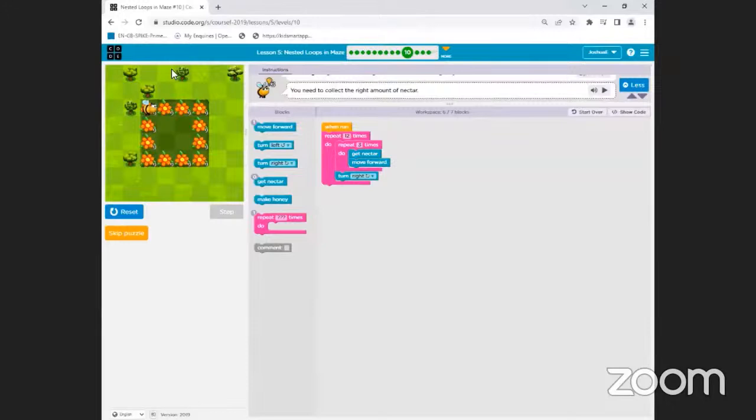So we need to collect more nectar. And it only goes like 3 times when that happens. So I should just need to change the number. So it brought us 3 down and we have another 3 to go. So this might work.